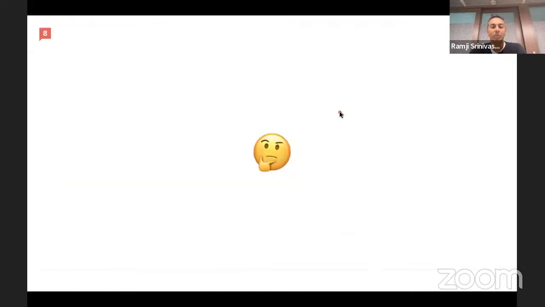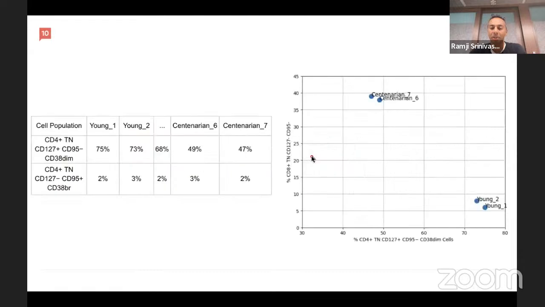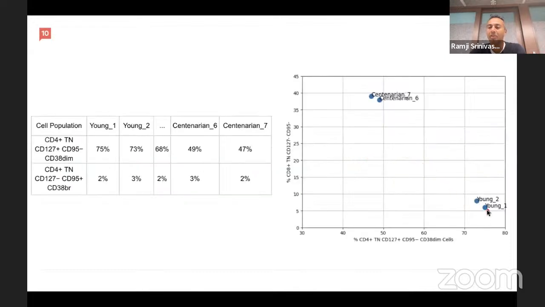So let's step back a second here. We said 33 populations by 24 subjects. If we just do 2 dimensions, so we take a blood specimen, put it in a cytometer, and just capture 2 populations, and we have a lot of data, it's easy to plot 2 dimensions on an XY plane. So let's go back over here. Let's take this young one, 75% and 2%. We can plot somebody like this on an XY plane because we're only capturing 2 dimensions. So young 1 over here, young 2 over here, centenarians over here, etc.